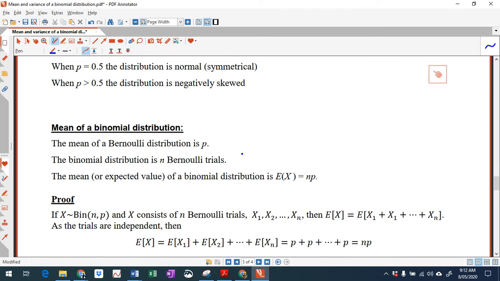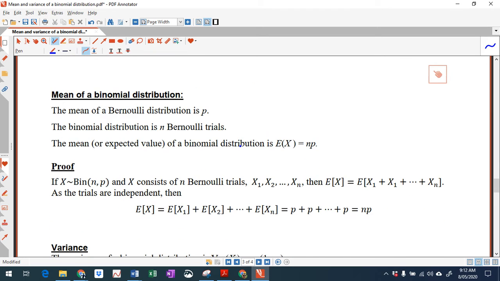Now, let's have a look at the mean of the binomial distribution. In the previous exercise, we established that the mean of the Bernoulli distribution is P. So for a binomial distribution with n Bernoulli trials, the mean, or the expected value of the binomial distribution, is NP. Just n lots of p there.